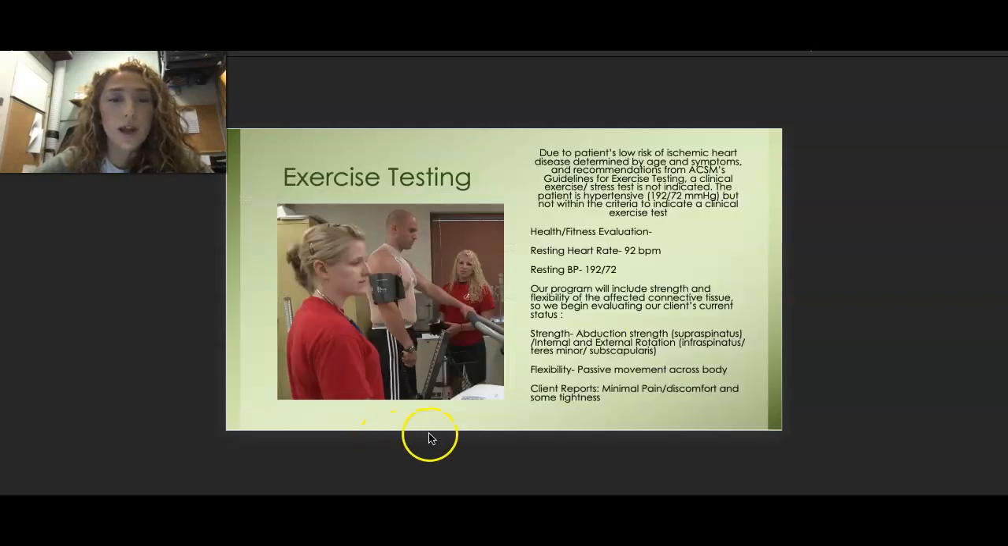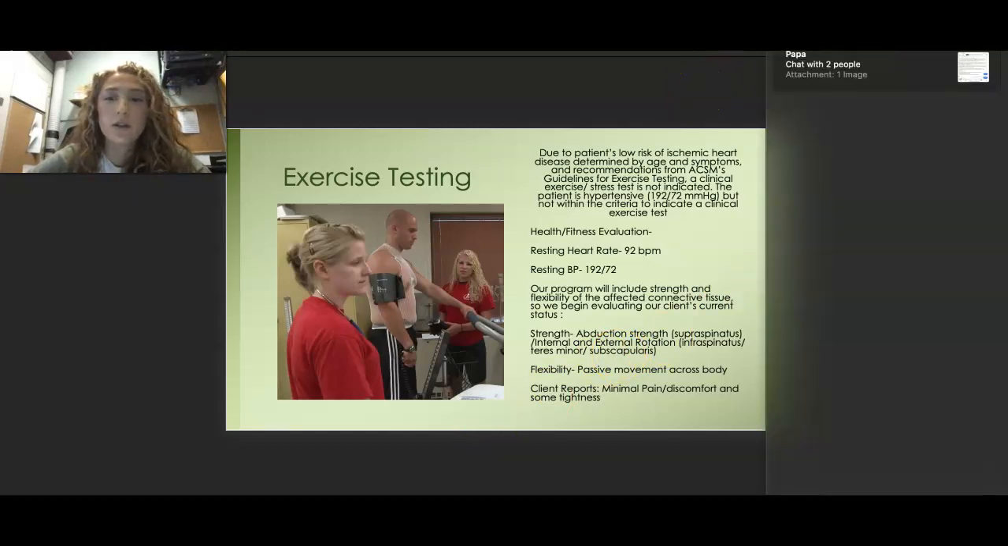And then we move on to the exercise testing. Due to the patient's low risk of ischemic heart disease determined by age and symptoms and recommendations that we follow from ACSM's guideline for exercise testing, a clinical exercise or stress test wasn't really indicated, so we didn't feel the need to go through with that. But the patient was hypertensive with 192/72 resting heart rate, but not within criteria that would indicate a clinical exercise test to be necessary. And then a health fitness evaluation.